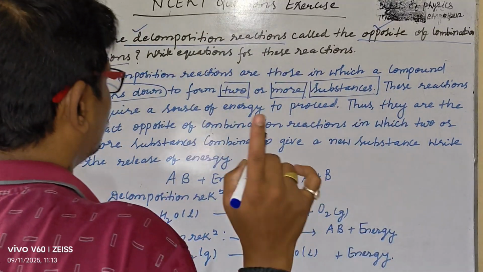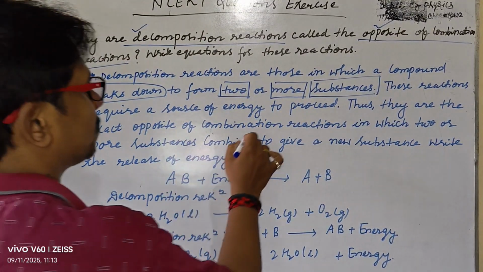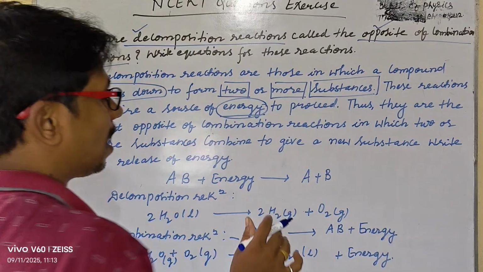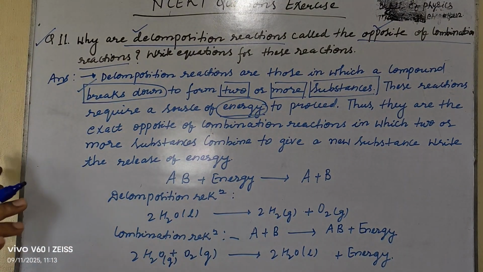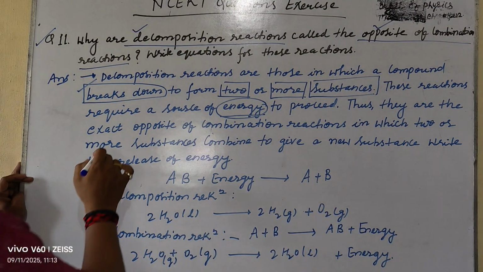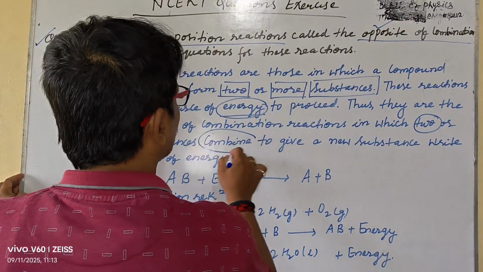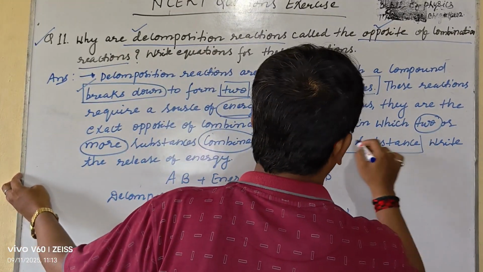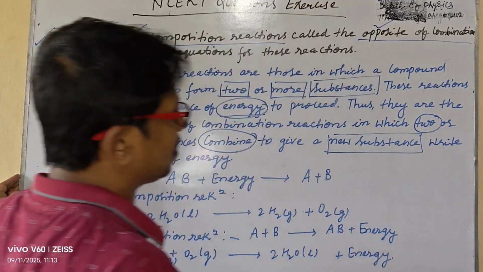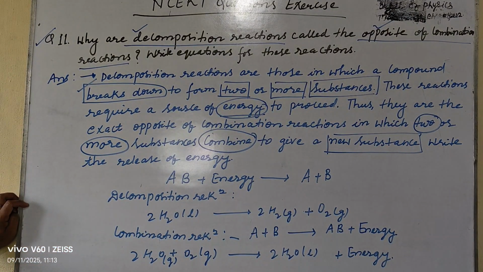But these reactions require a source of energy to proceed. Thus they are the exact opposite of combination reactions, in which two or more substances combine to give a new substance. In combination reactions, they combine to give a new substance, but in decomposition reactions, a compound breaks down into two or more substances.